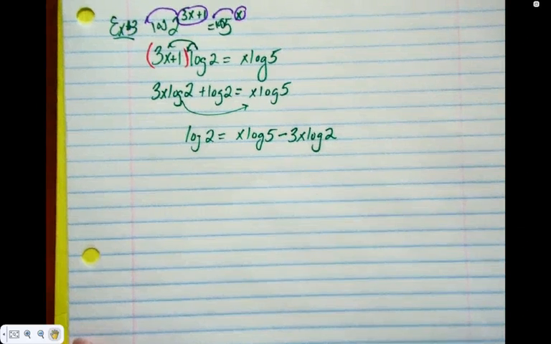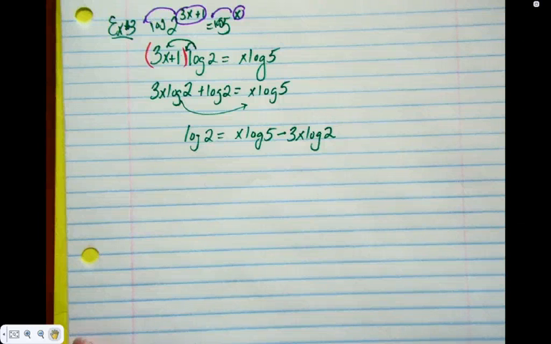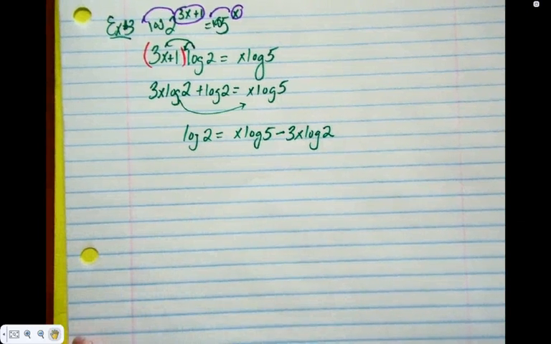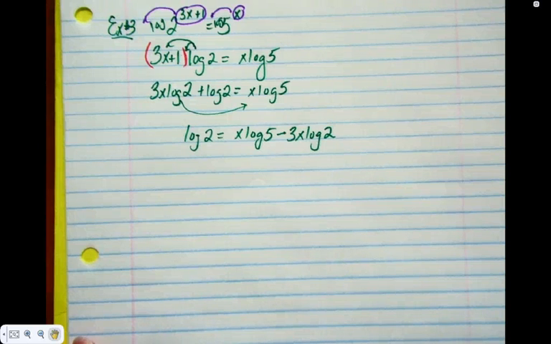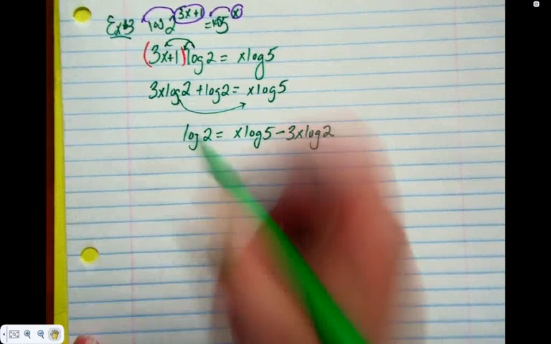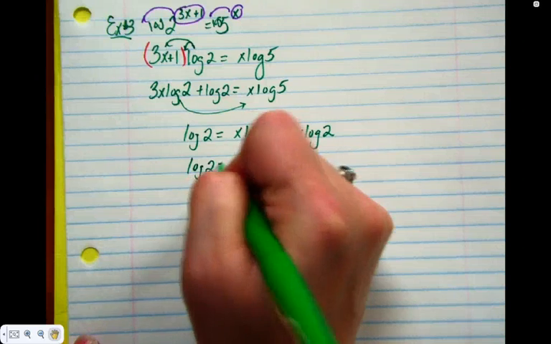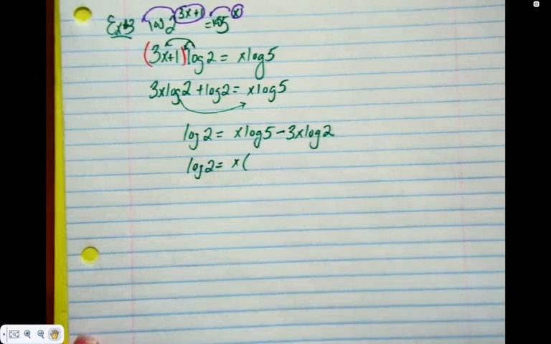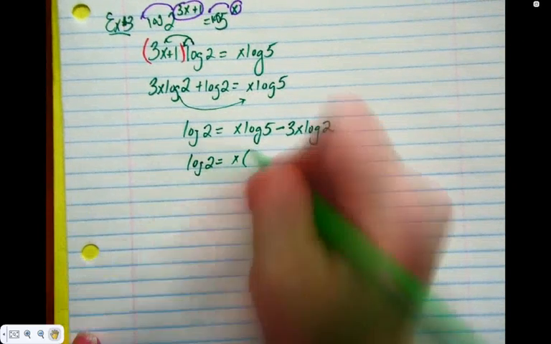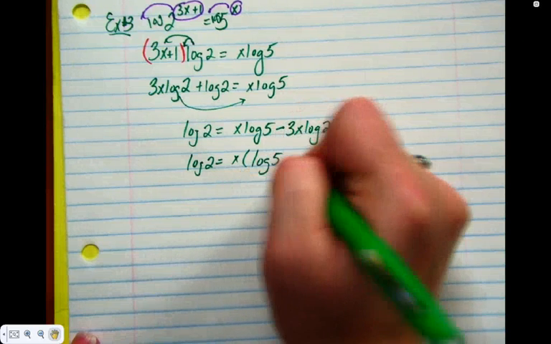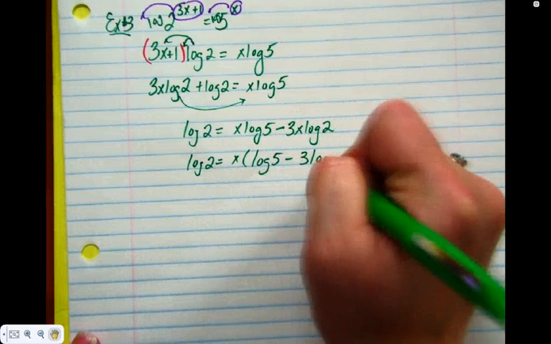And if you're going to get stuck, this is the point your brain's going to get stuck. What do I do? Do I subtract? Do I divide? What do I do with these x's? The only thing you can do is factor it out. That's the only possibility with the log equation. So x is going to come out front. Log 5 minus 3 log 2.